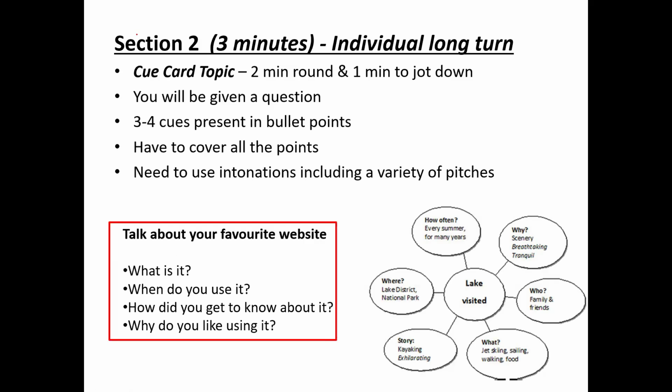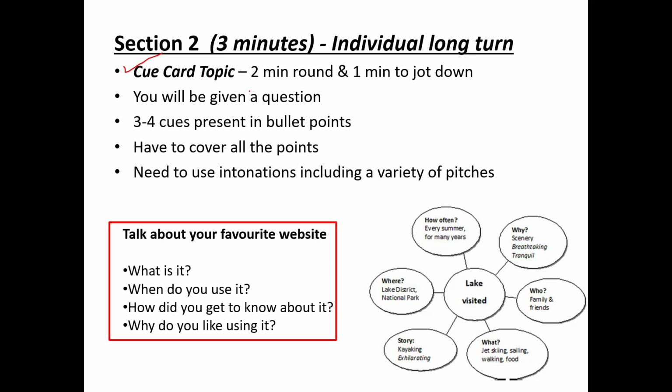In section 2, as all of you can see, it's called a cue card topic. Sometimes an examiner will give you a question printed on an A4 sheet. Sometimes they just give you the diary book. So the cue card topic is a 2-minute round, and you have 1 minute to prepare for the 2-minute round. So totally it's a 3-minute round.